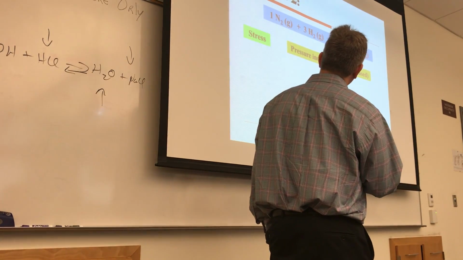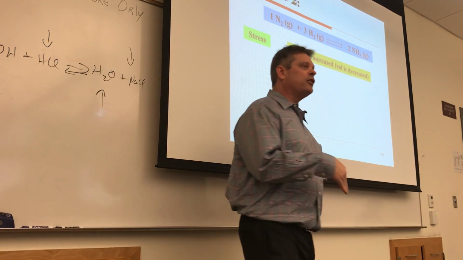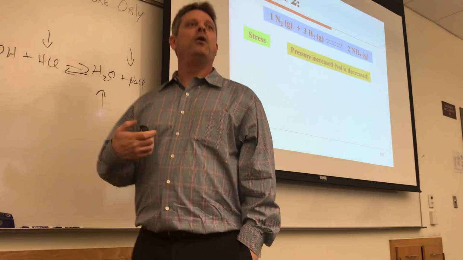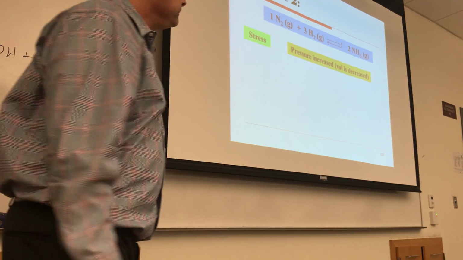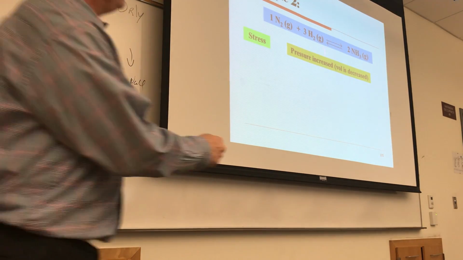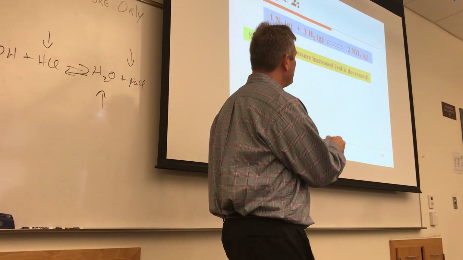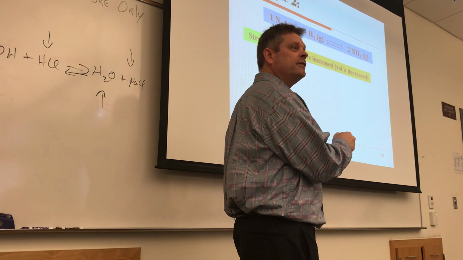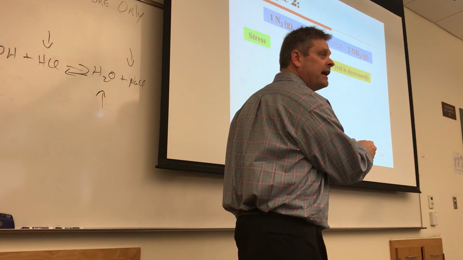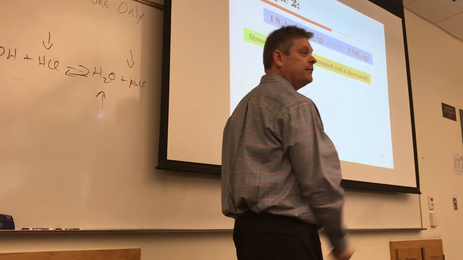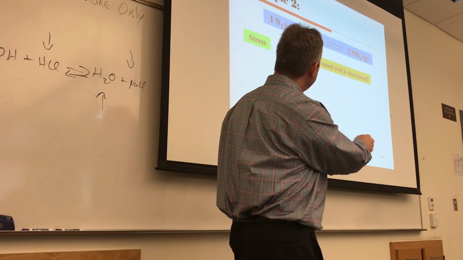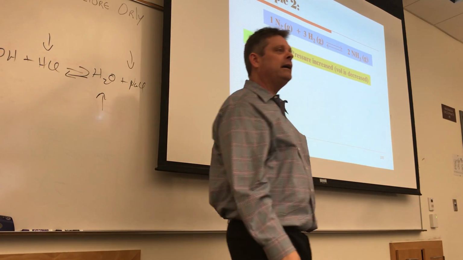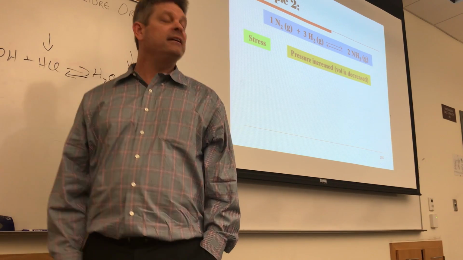So the stress here, pressure is increased. If I decrease the volume, that means I increase the pressure. Which way will this shift? I increase the pressure, so the side that had more pressure will want to be relieved. And it will push it to the side that has less pressure, so it would go from left to right. Which means I increase my ammonia and I decrease my nitrogen and hydrogen gases. That's it.